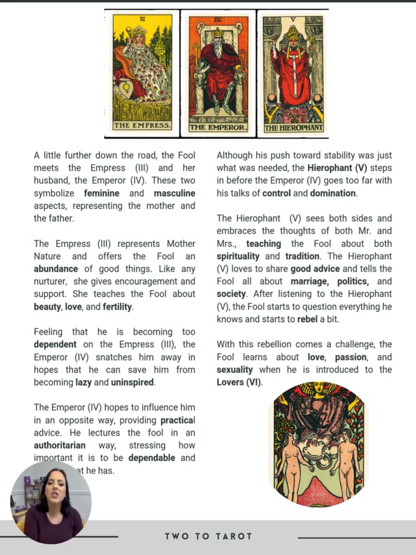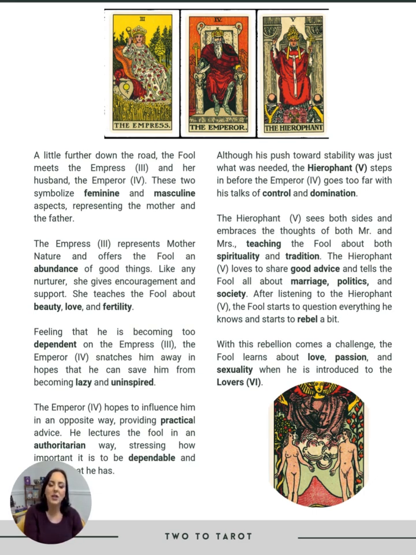Okay. Not only does she represent the mother, but also abundance. She is a nurturer and she represents beauty. She teaches him about beauty and love and fertility. If somebody was coming to you for a reading and they want to know, will I get pregnant? And you've pulled the Empress card, that's a good indication that yes. If you were to pull it in reverse, which represents infertility, the opposite, the low vibe, the answer would be no, or you might be struggling.